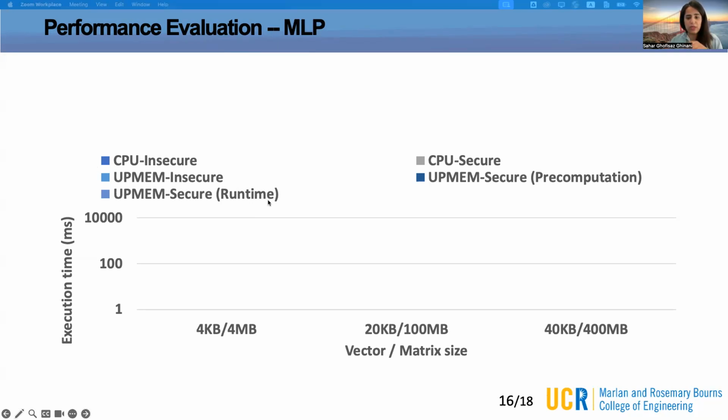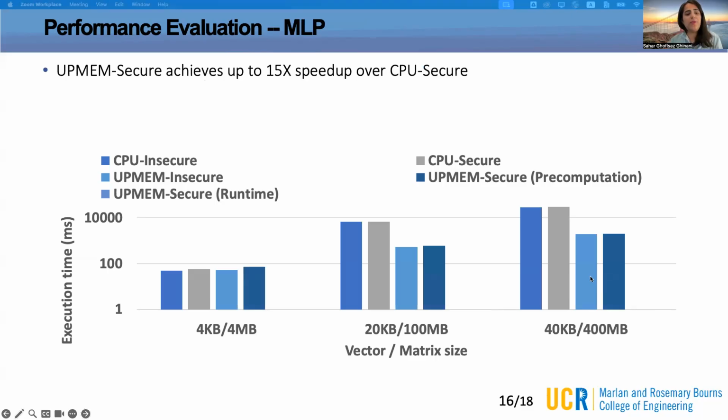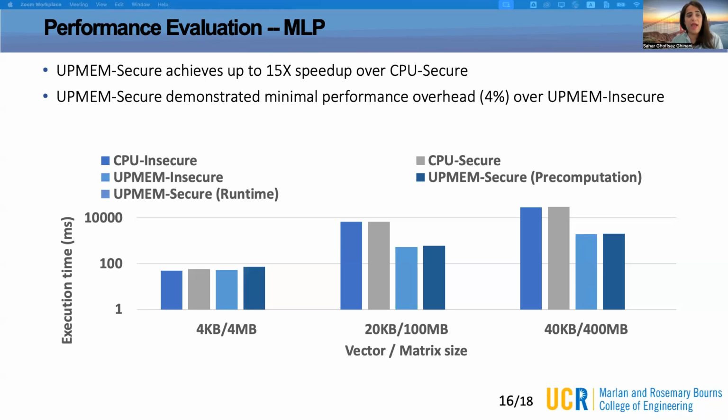So first of all, since we used VM-based TEEs, CPU secure didn't present a lot of overhead compared to CPU insecure. Okay, and offloading the computation to the UPMEM results in significant reduction in execution time, specifically for larger datasets, as you can see here. So UPMEM Secure, our implementation, achieves up to 15 times speedup over CPU Secure, and it demonstrated minimal performance overhead compared to UPMEM Insecure.